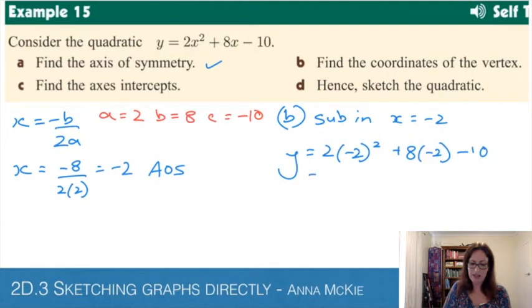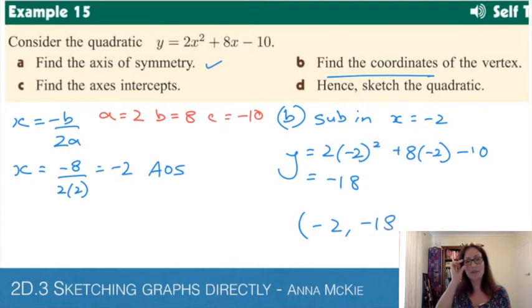Working that out is negative 18. Classic. Don't stop there. Go back and read the question. What did it ask you to find? The coordinates of the vertex. So you're actually being assessed on your skill to read the question and not just leave it as negative 18, but to state that as coordinates. So there we are, we've done that one.